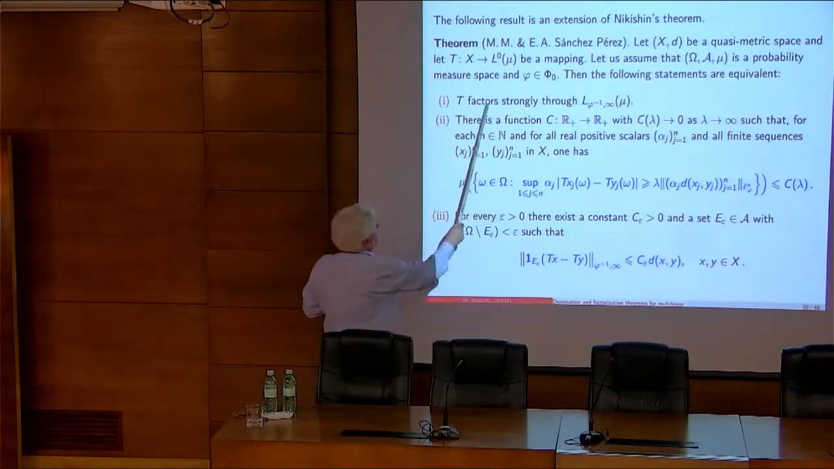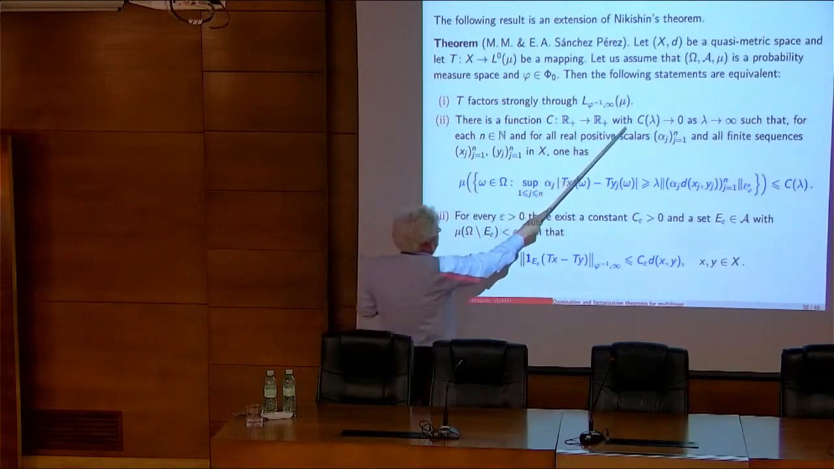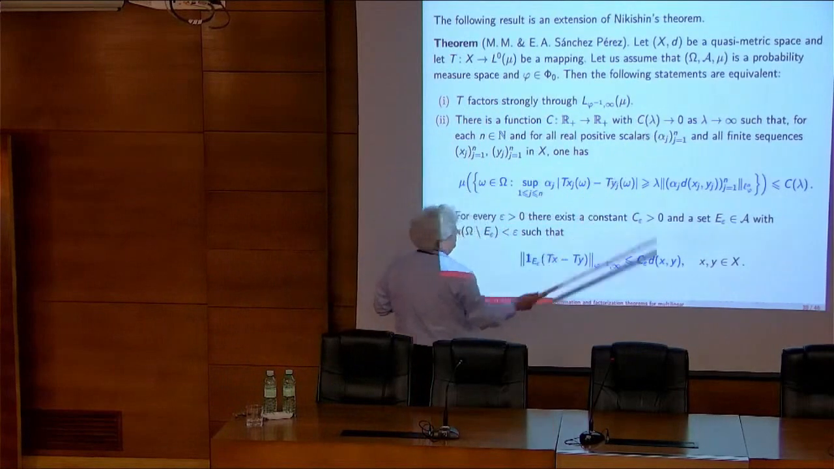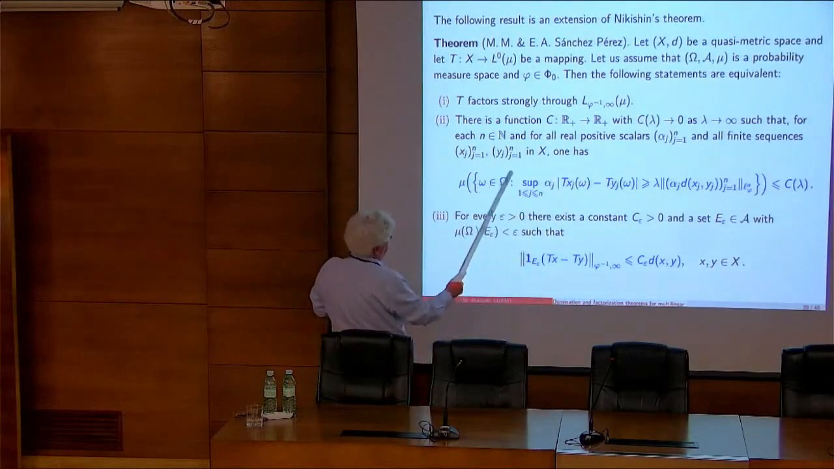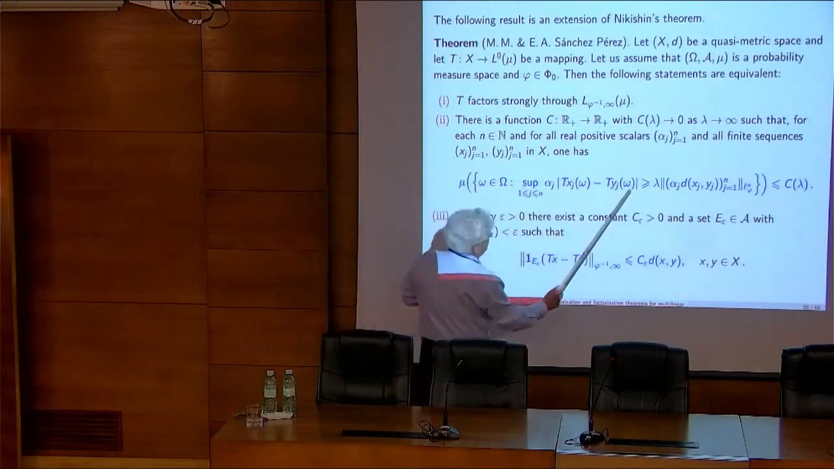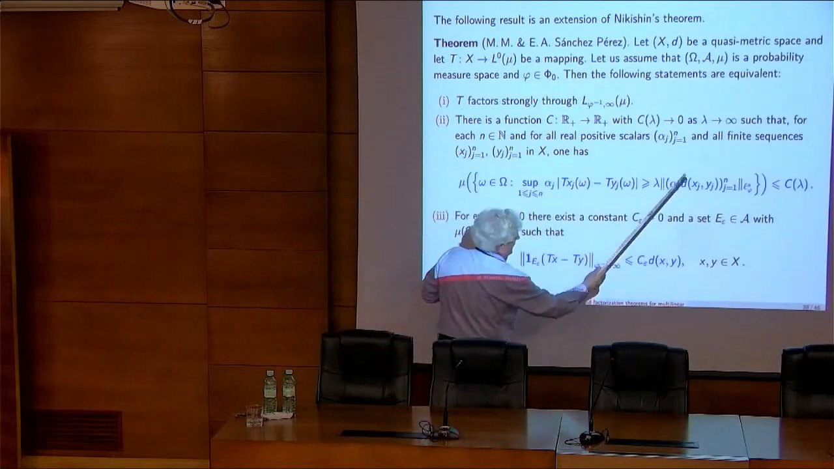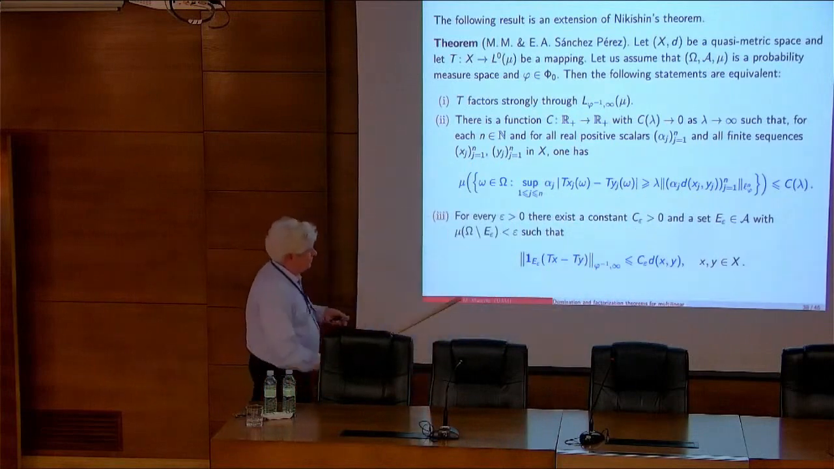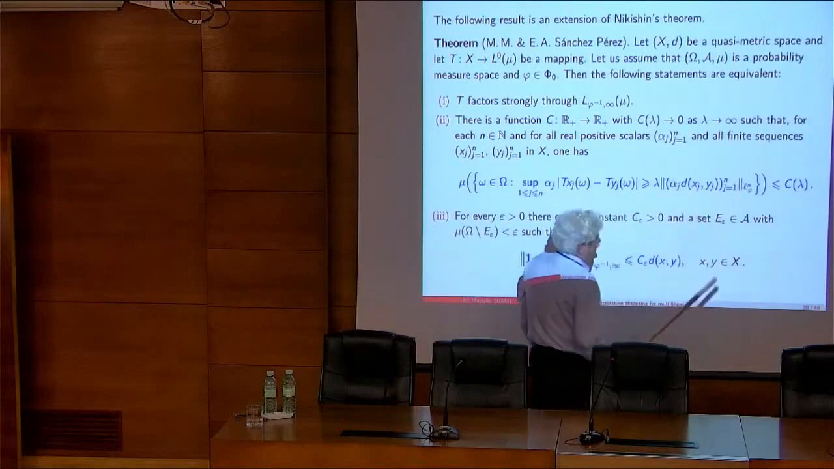So T strongly factors through Marcinkiewicz space, generated by the inverse of this one. There is a function C from R plus to R plus, which approaches 0 whenever lambda approaches infinity, such that for all positive scalars, we have the following estimation for the distribution of the maximal function generated by this. And lambda, of course, you see, we take the norm of this sequence in the n-dimensional Orlicz space.